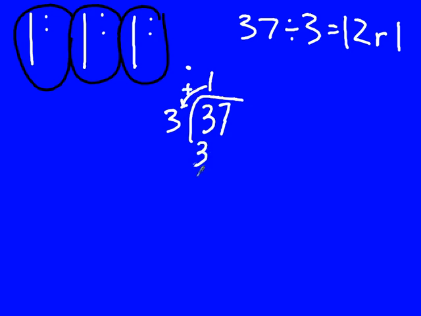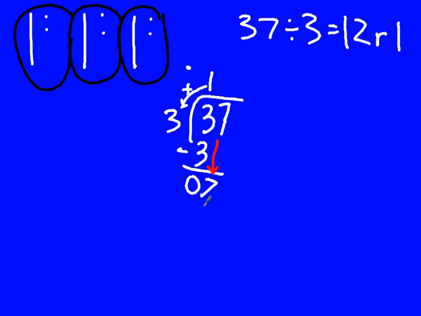1 times 3 is 3. What am I going to do here with it? Brianna, I am going to subtract. What's 3 minus 3, Haley? 0. What am I going to do at this point? Isaiah. You're going to put the 7 on top. Not going to put the 7 down. Yeah, I have to move that 7 down. Okay, now I have a 7 down here.